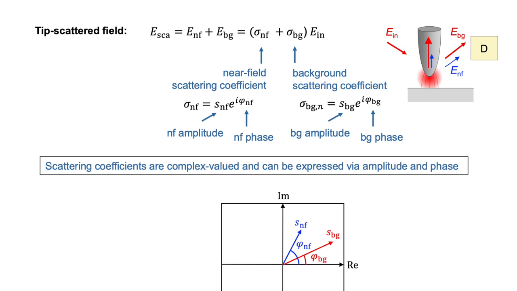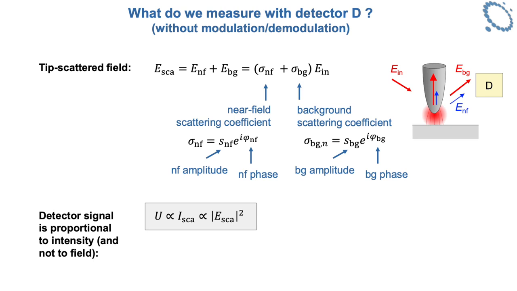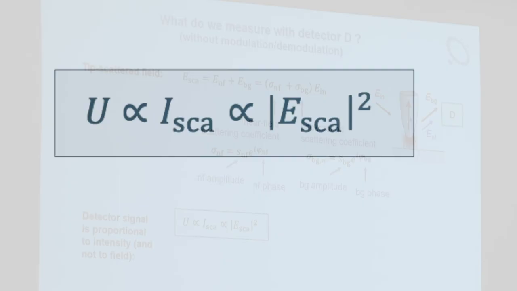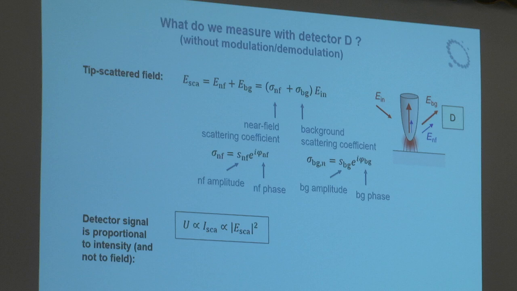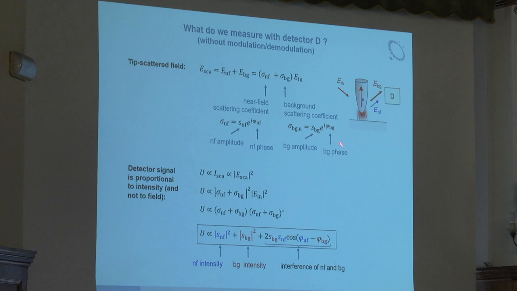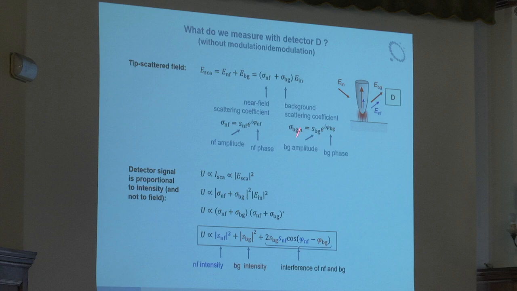This is fields. But no detector measures a field. A detector measures intensities. And the intensity of the scattered field is proportional to the absolute value of the scattered field squared. So that's a pretty nonlinear process that the detector is doing there, right? The field is squared, and that gives a lot of trouble, as you can see as follows. Now, the tip is not oscillating at this moment, okay? It's just static. So now let's put this expression here that I put here for the scattered field.